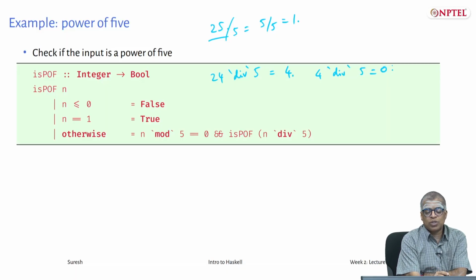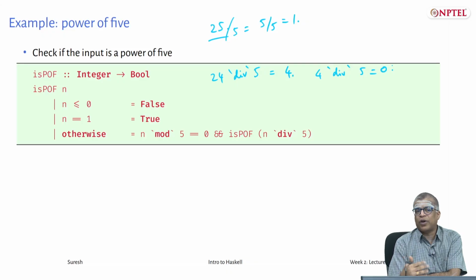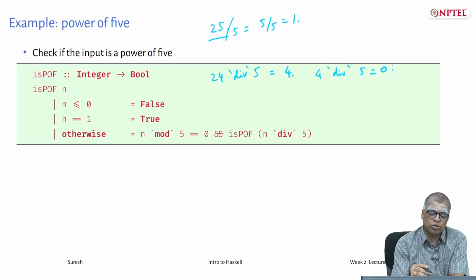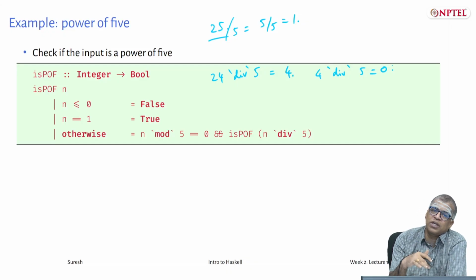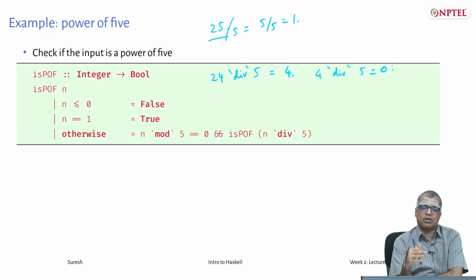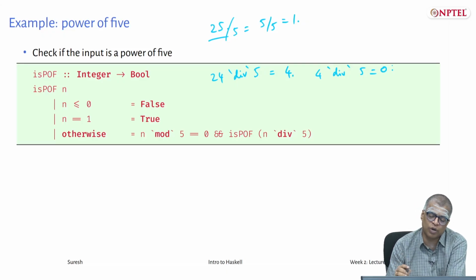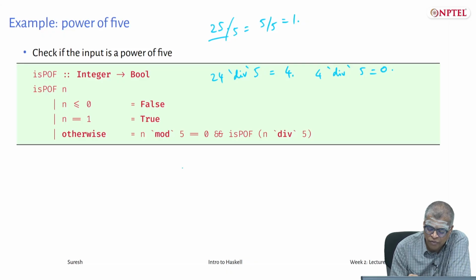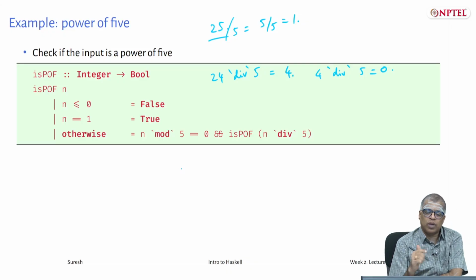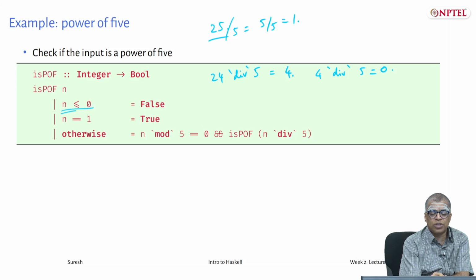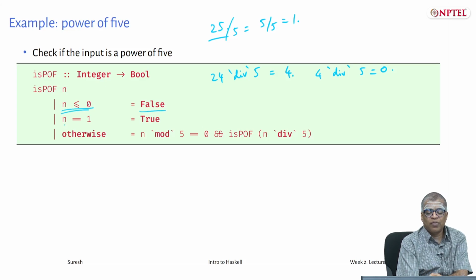So I keep doing this. And if your number is negative to begin with, anyway it can't be a power of 5 because I keep multiplying 5 with itself, I will only get positive numbers. And we are only talking about natural number powers of 5, not even integer powers of 5, because then that will be 1 by 5, 1 by 25, etc. So we are not looking at that. We are asking whether a given integer is a power of 5. Okay. So if n is less than or equal to 0, I can go ahead and say false. If n is equal to 1, I will say true.